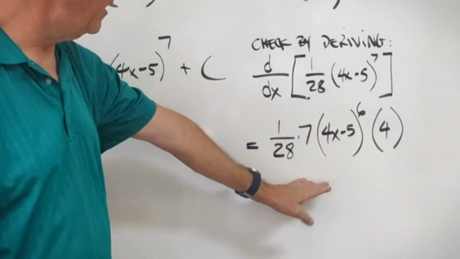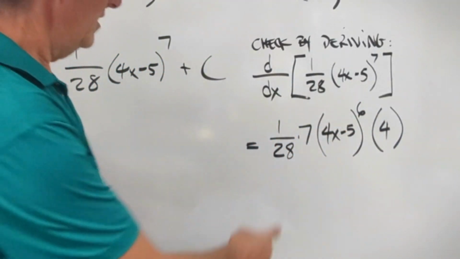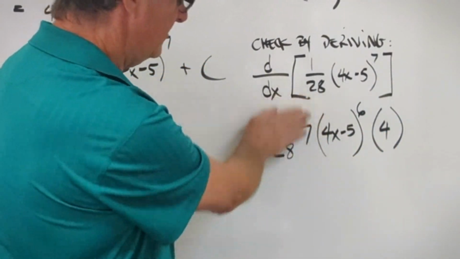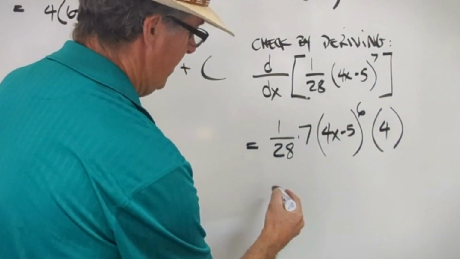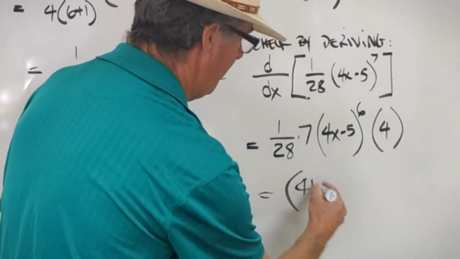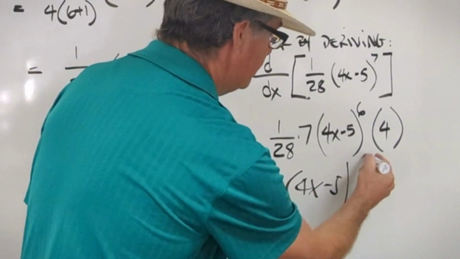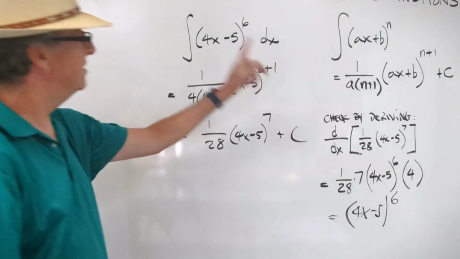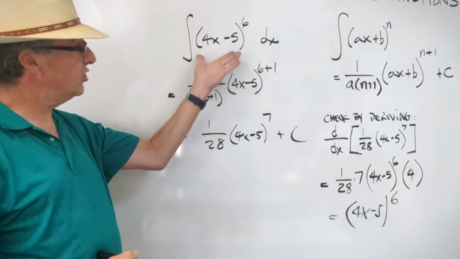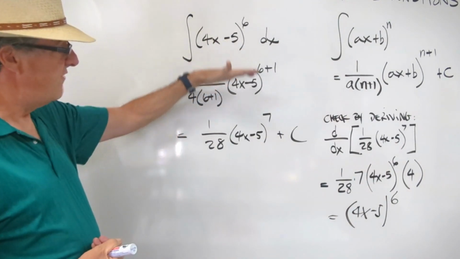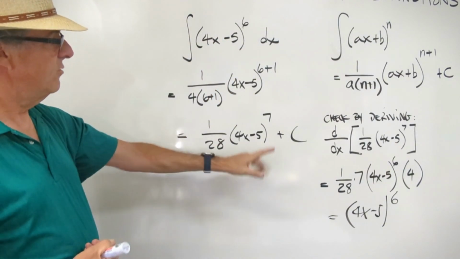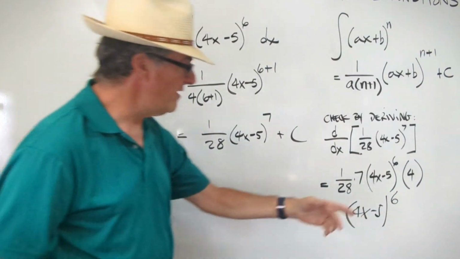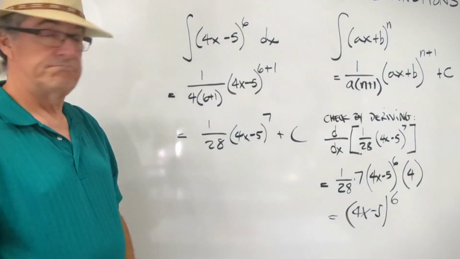Now you can see that this one is going to reduce down because 7 times 4 is 28, divided by 28, so that makes all of that go away, and basically all we have now is 4x minus 5 to the 6th power. Woohoo! That worked! We wound up back where we started. So we integrated this expression, took our result and did the derivative of that, and we wound up back where we started.